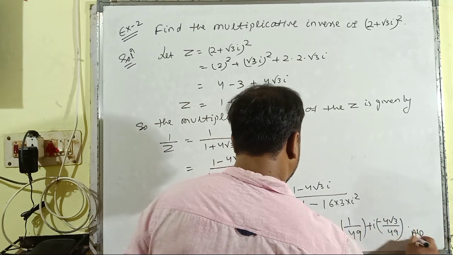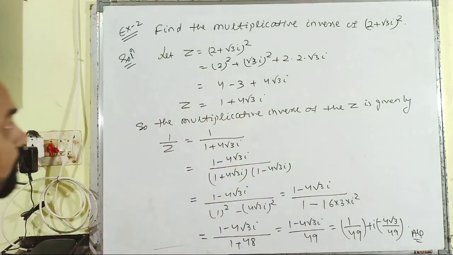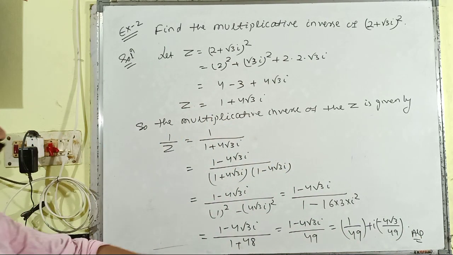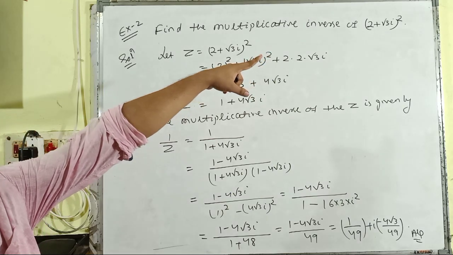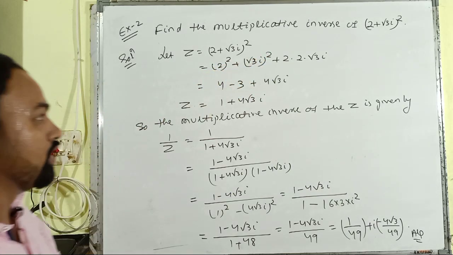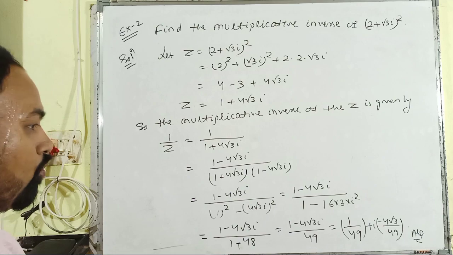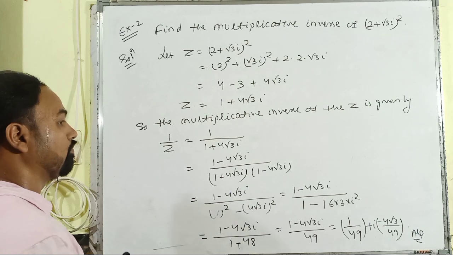So here is the answer for you, and it is the multiplicative inverse of the given complex number, that is the whole square of 2 plus root 3i. Then let us move through some more examples based upon the algebra of a complex number.